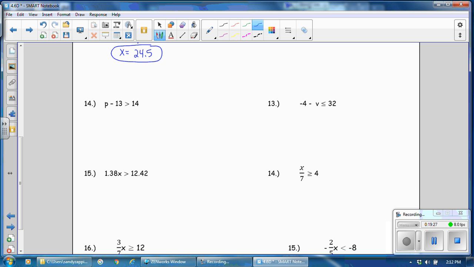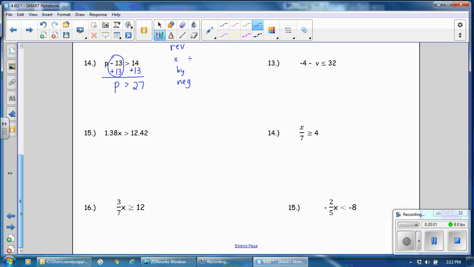Add 13 to both sides of the inequality. And again, when you're working with inequalities, you need to pay attention to when you should preserve or reverse the symbol. You reverse the symbol when you multiply or divide by a negative number. Here we're adding or subtracting, so the symbol is preserved. Bring down the p. And the answer is p is greater than 27. So all numbers greater than 27 are the solution.